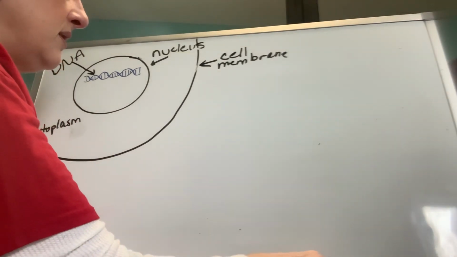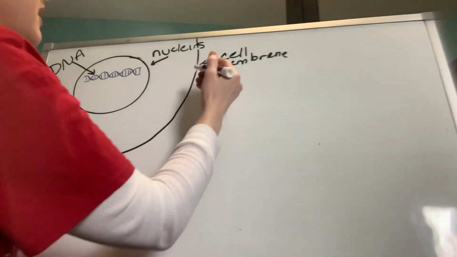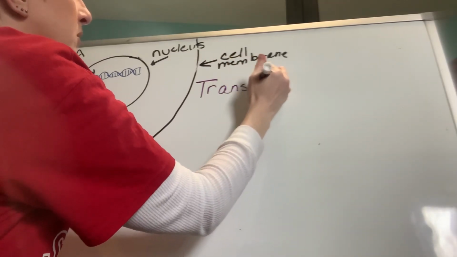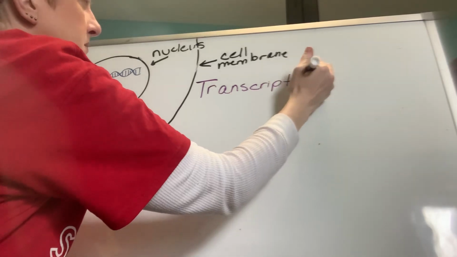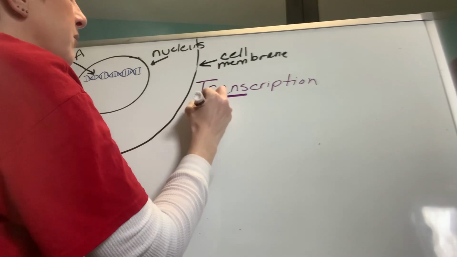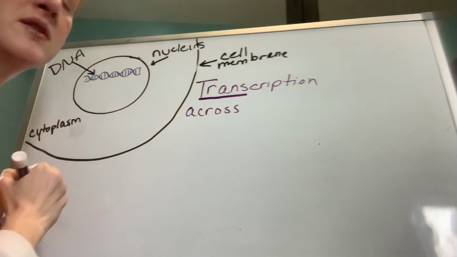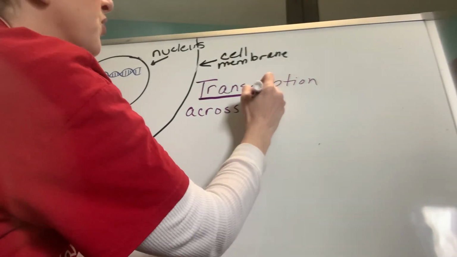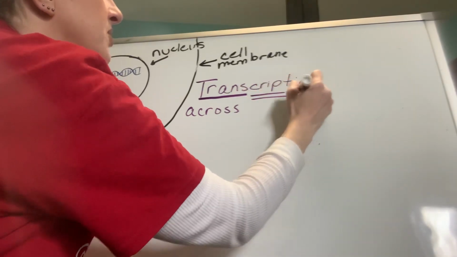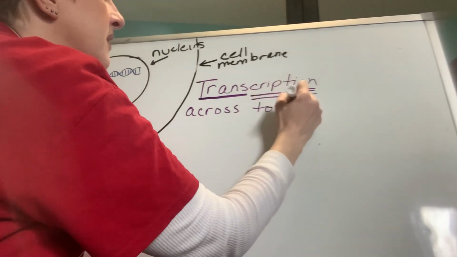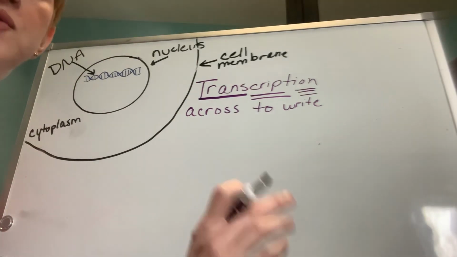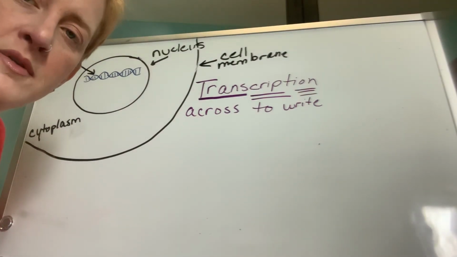And what that is, we're going to break down this word. Okay, so trans, the prefix, means across. Script, the root word, and then we're going to add in -tion, and that means to write. So we are going to write across, all right?